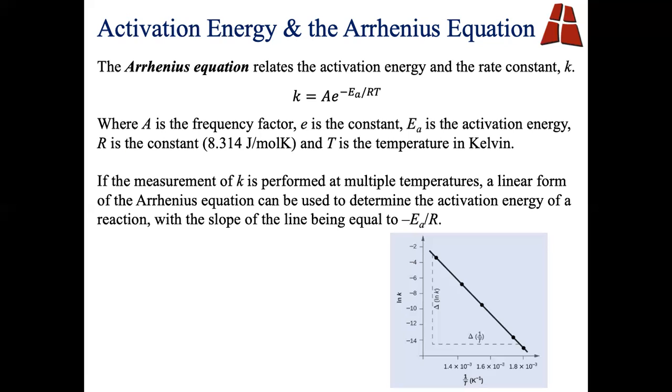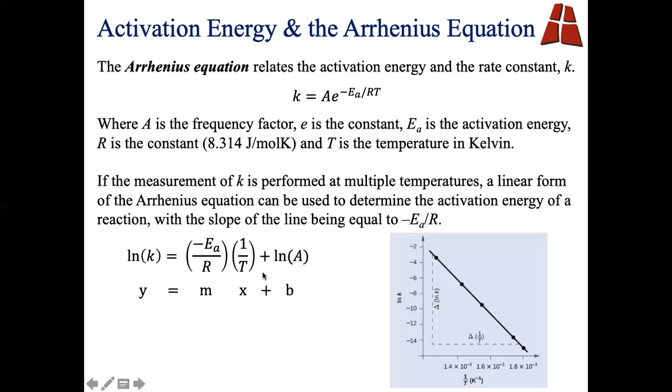If we determine the rate of a reaction, aka k, at multiple temperatures, then we can also make a linear form of the Arrhenius equation that can be used to determine the activation energy. This is the y equals mx plus b form, where y is the natural log of our rate constant, equal to negative activation energy over R times 1 over T, plus the natural log of A, which, hopefully you remember, is our frequency factor.